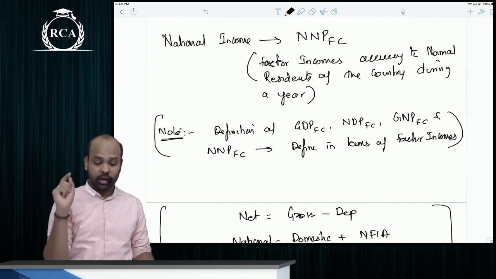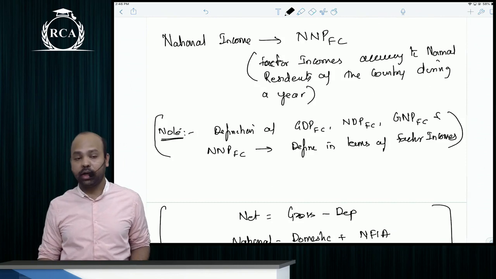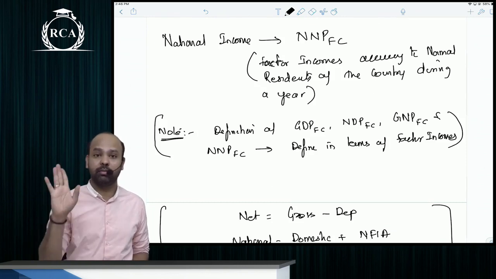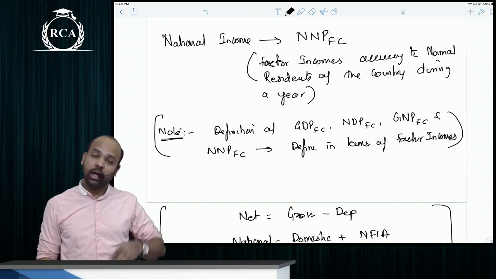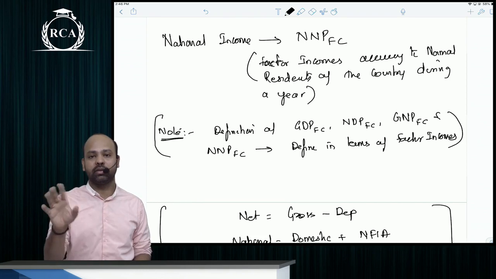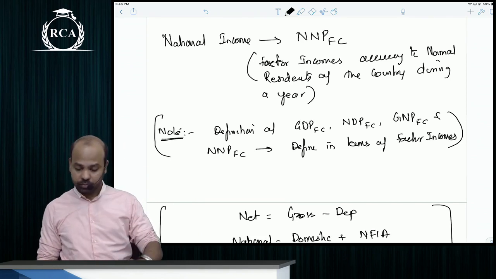ओके सर. Now guys, at this point beta I told you as to what is the basic price, padhata hu beta. At this point I told you that NNP at factor cost, net national product at factor cost, is nothing but the definition, nothing but national income. Now you can go back to the definition of CSO beta. You will understand that it is the net factor income as such guys accruing to all normal residents of the country during an accounting period.